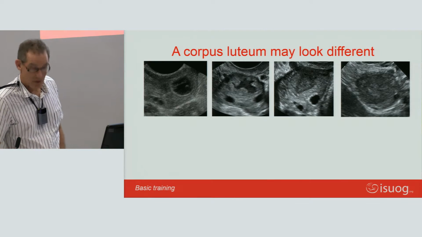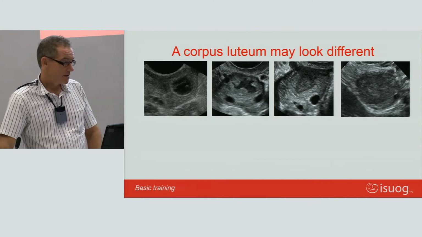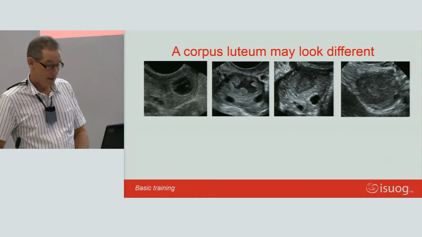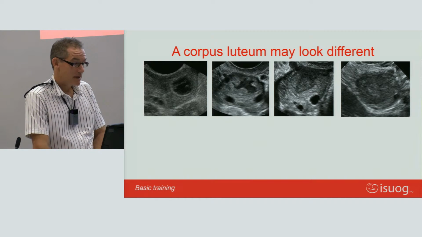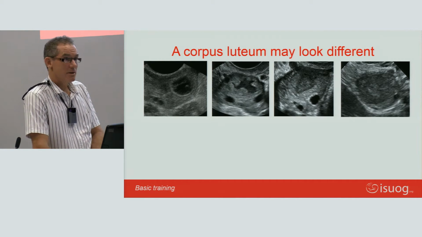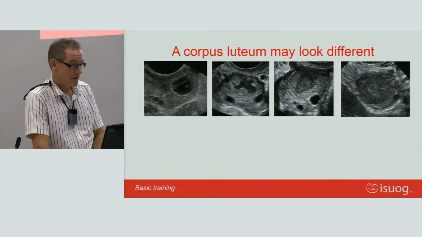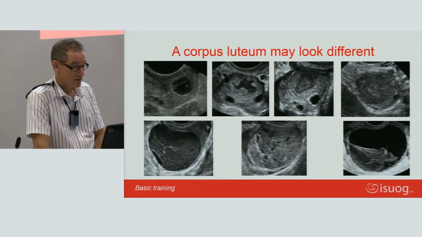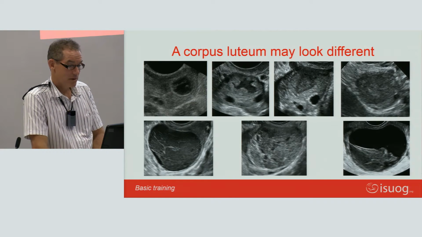So, as mentioned, the corpus luteum has different appearances. You might have a solid corpus luteum, you might have a cystic corpus luteum. Sometimes you might be bleeding into that corpus luteum, and you have a hemorrhagic corpus luteum with a spider web appearance. So just be aware of all the different appearances.